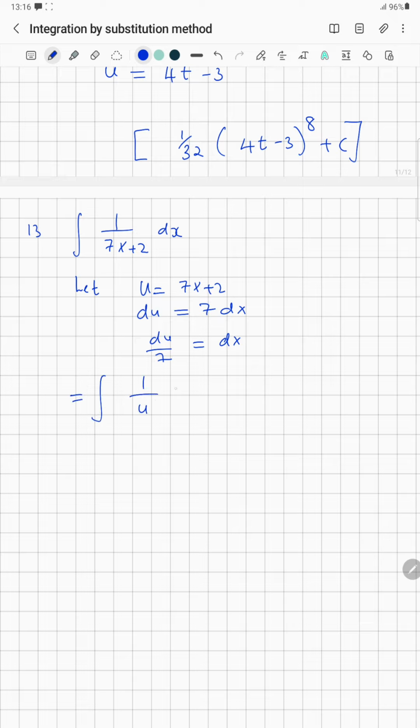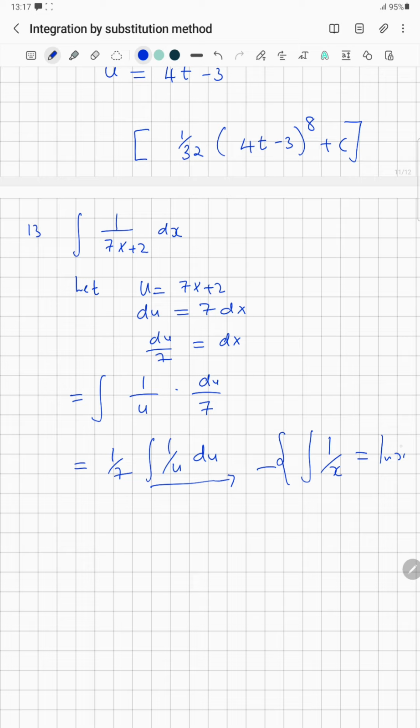1 over u dx is du over 7. So this can be written as 1 over 7. I take the constant out, 1 over u du. This form of function, we have it in your tables: the integration of 1 over x is equals to the natural logarithm of x.